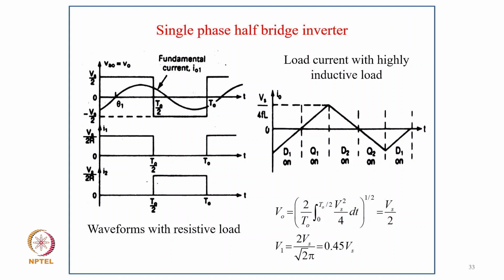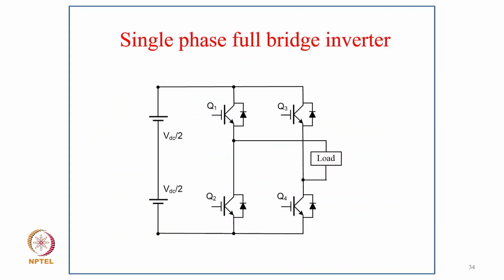Vs upon 4FL is the amplitude, and the output voltage VO equals (2 upon T0 integral from 0 to T by 2 of Vs squared by 4 dt) to the power half, equal to Vs by 2, and V1 equals 2 Vs by root 2 pi, that is equal to 0.45 Vs.